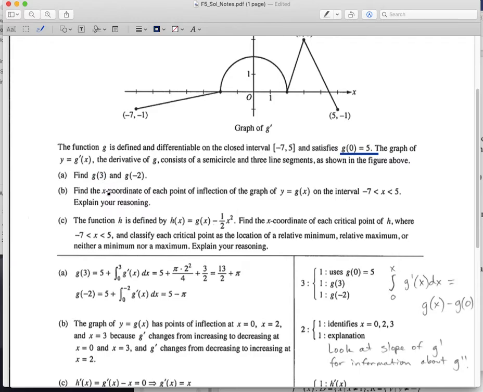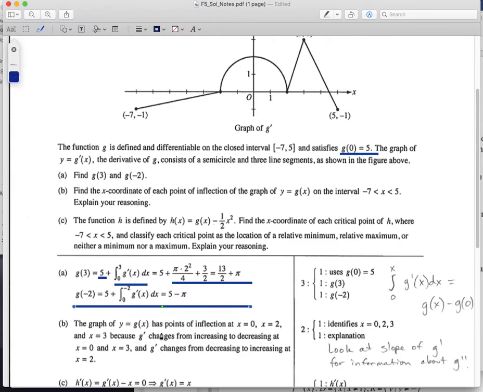So g of 3 is 5. Oh, by the way, how did I know to start at 0? Remember, I know what g of 0 is. It's 5. So that's where this 5 comes from, 5 plus the definite integral. How'd you find that definite integral? Well, there's a quarter of a circle, I think. Is that right? Yes. And the area of a triangle. There you go.